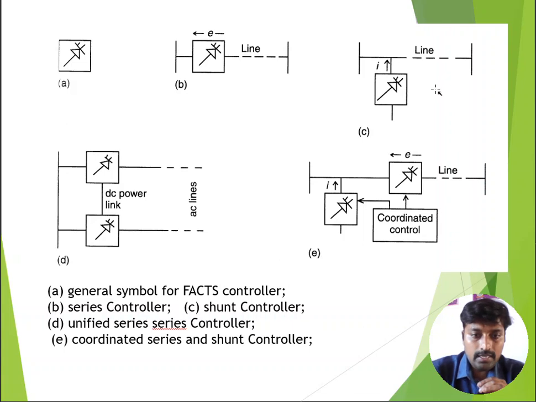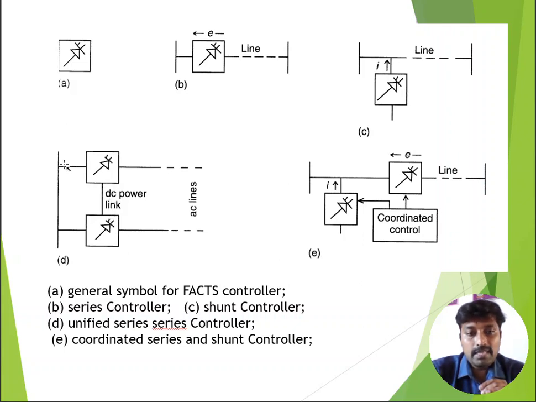And coming to the third one, this is indicating unified, a combined model of series controllers. If you connect them with a DC power link, it is called unified. Otherwise, if you connect with AC links, it is called coordinated. You can clearly see that here we have two AC lines, each with an individual transmission line reactive power controller. Reactive power can be controlled by these individual controllers, and combined, you are connecting them with the DC power link. It is capable of controlling the active power.